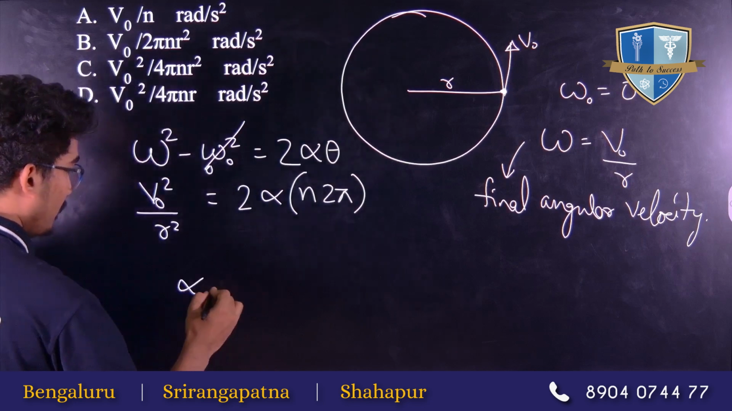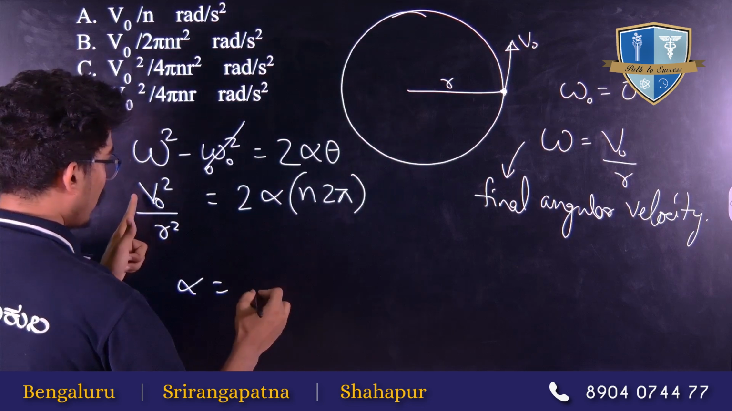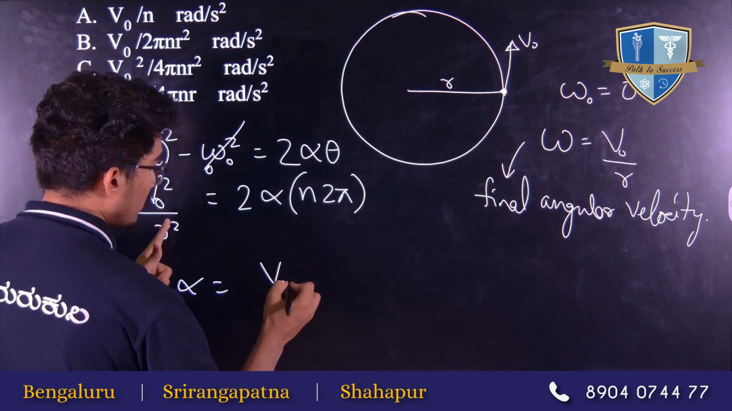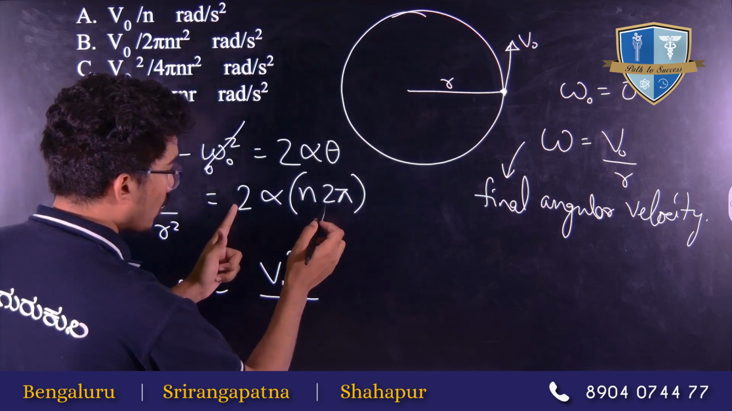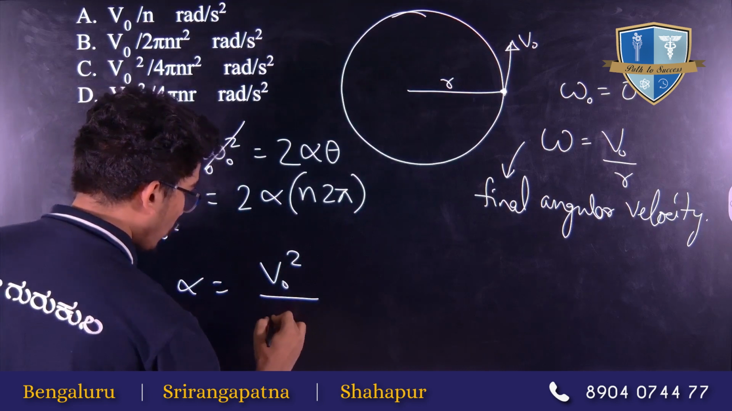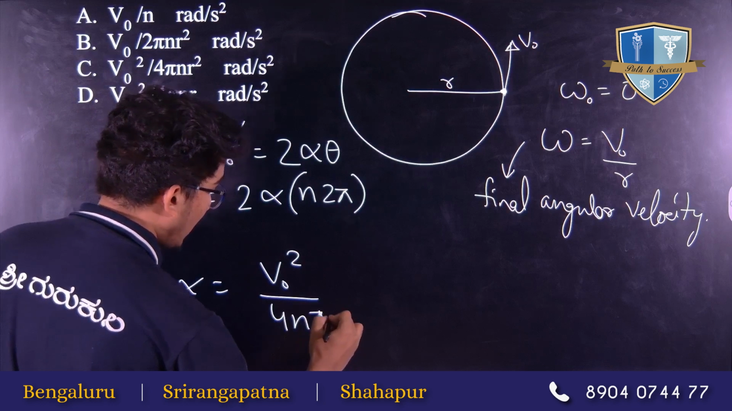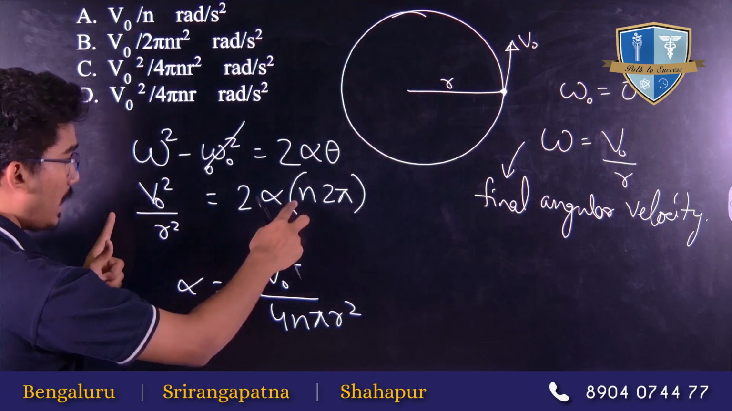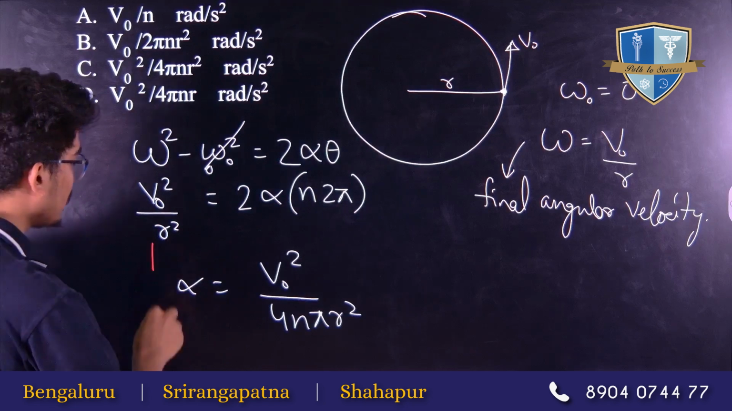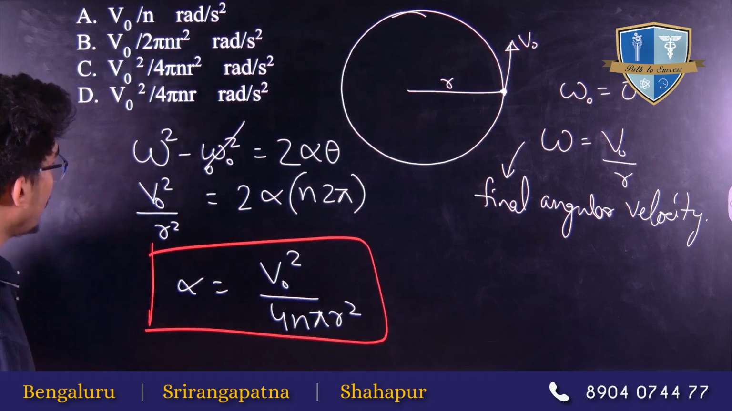So alpha will be equal to V naught square divided by 4 n pi r square. V naught divided by 4 n pi r square. Correct? So this is our angular acceleration.